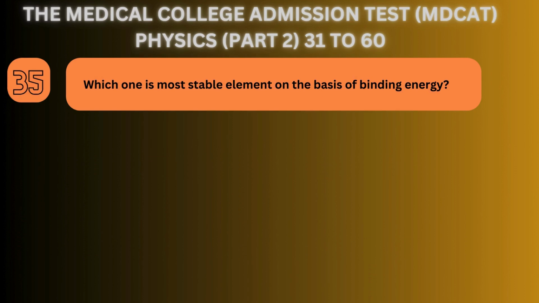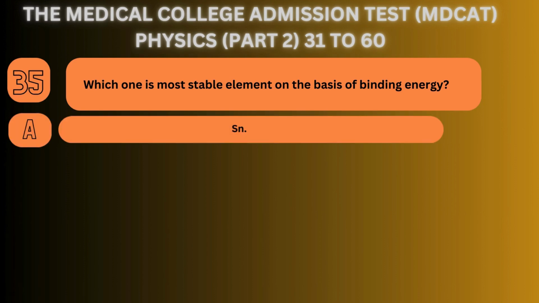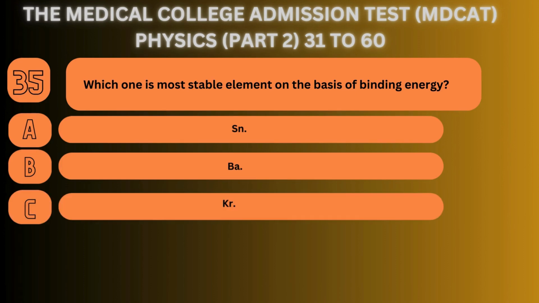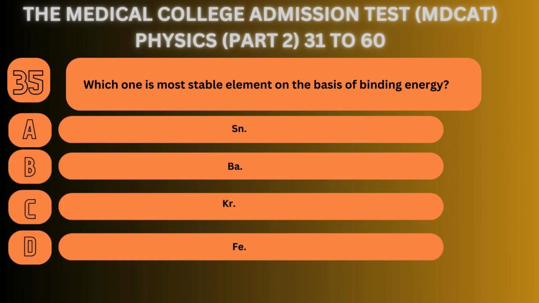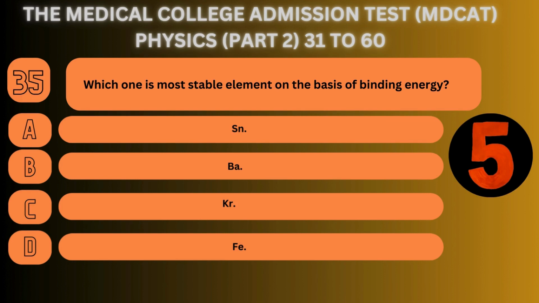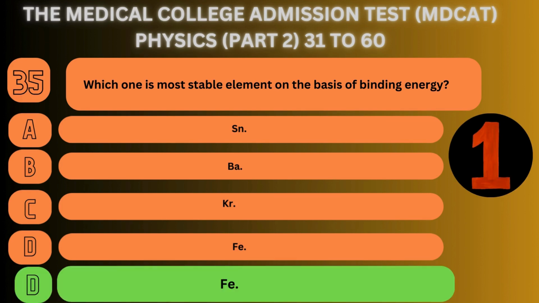Question number 35. Which one is the most stable element on the basis of binding energy? Option A, Sn; option B, Ba; option C, Kr; option D, Fe. 5, 4, 3, 2, 1. Correct option is D, Fe.